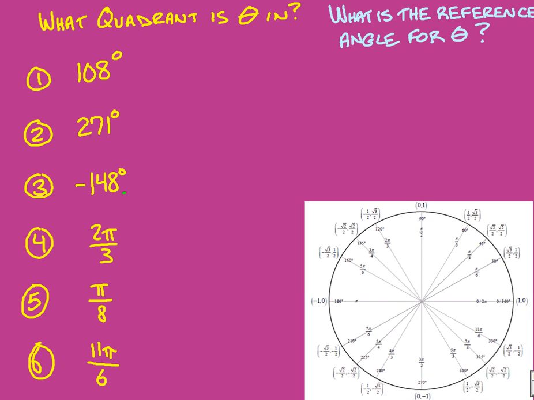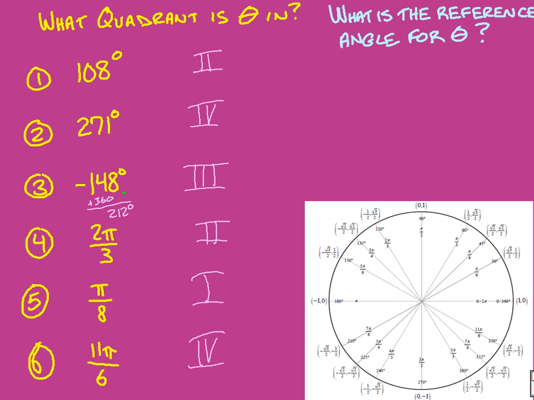So let's find a few of them. Reference angle. What quadrant first is theta in for all these? That's what we should be checking first. So 108 is in quadrant 2. 271, quadrant 4. Negative 148, I should try to rewrite that first by adding 360. I should get that this angle is 212 degrees, which would put it in quadrant 3. Remember, adding 360 adds another time around the circle. 2 pi over 3 is not as much as a pi, but more than half of it, so that's quadrant 2. Pi over 8 is in quadrant 1, and 11 pi over 6, just shy of 2 pi, would be in quadrant 4.